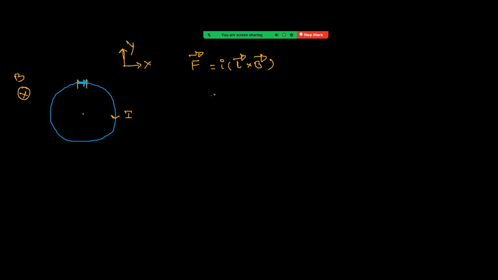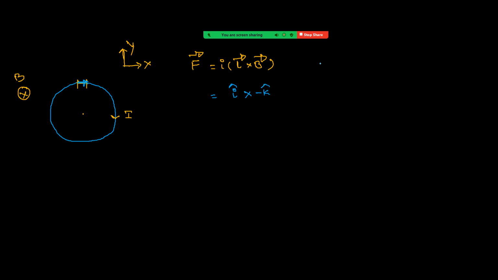Okay. So I'm focusing now on the direction of force. Direction of L bar is the direction of current. It is on the right side. That is I cap, cross B bar. It is given into the plane of the paper. Into the plane of the paper means it is minus K cap. Okay. So I cap cross minus K cap.